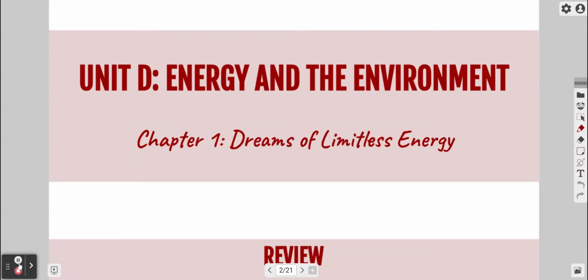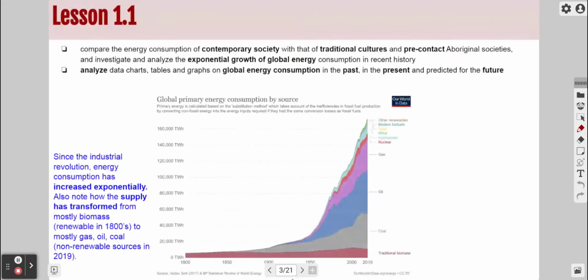Welcome back. We are in our review of Chapter 1 in Unit D. So the first lesson we did, we spent a lot of time looking at different charts and graphs of what's happening globally with energy consumption. We took it down to the Canadian level. We also looked at the Alberta level, and we took a look at energy versus electricity, and then the types of energy and electricity.